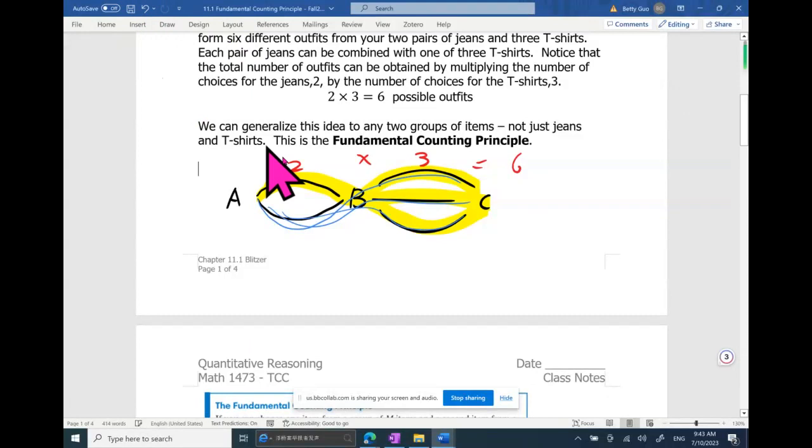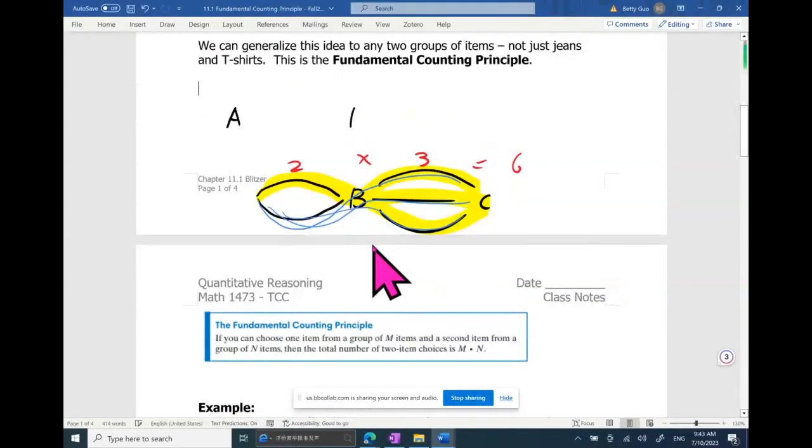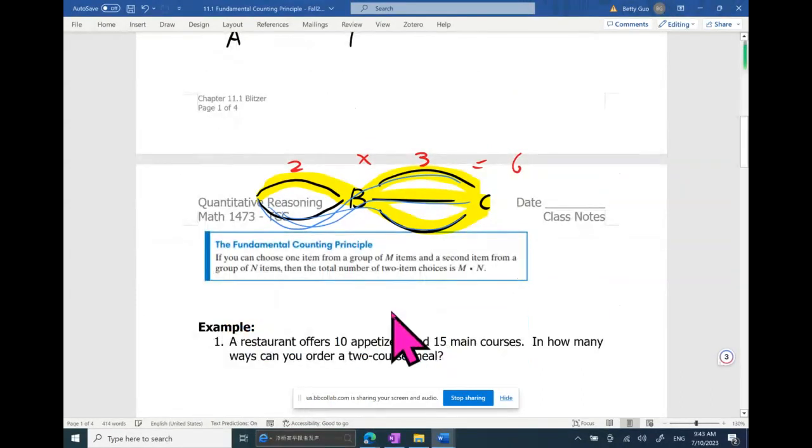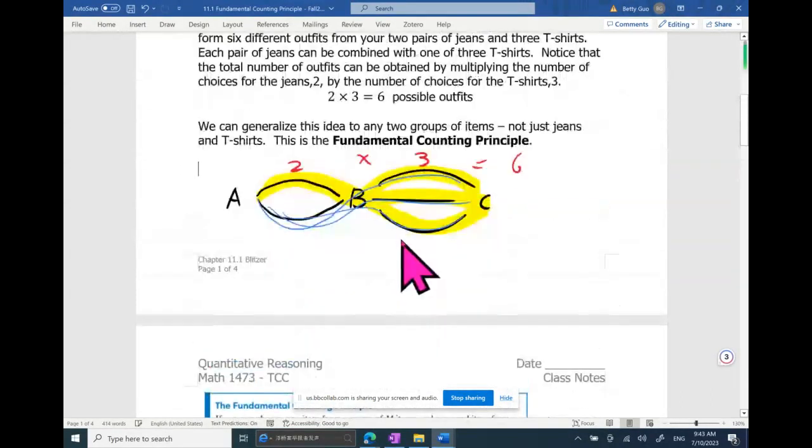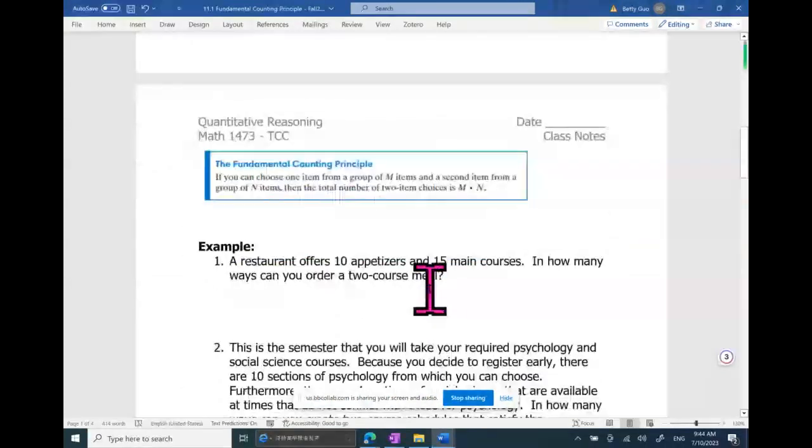The formal definition of the fundamental counting principle has the same meaning, it is just worded differently. Let's look at it. Okay, so the fundamental counting principle: if you can choose one item from a group of m items and a second item from a group of n items, then the total number of 2 item choices is m times n. I think the way I explain the fundamental counting principle is probably easier to understand than this one.